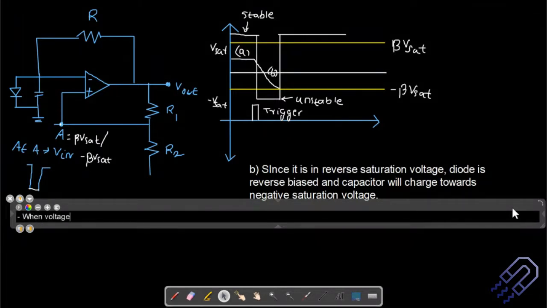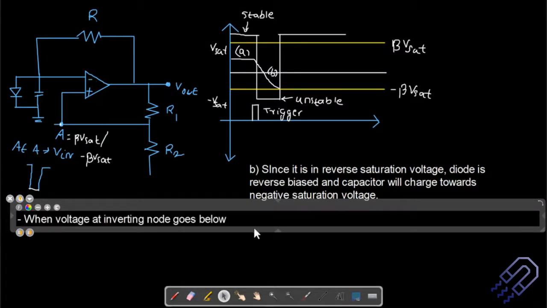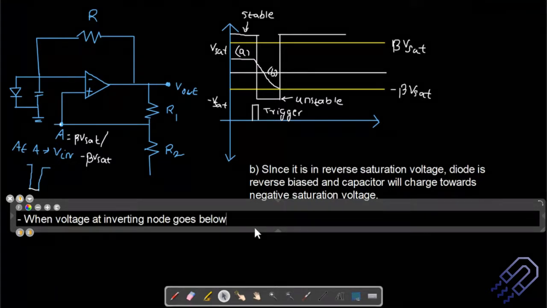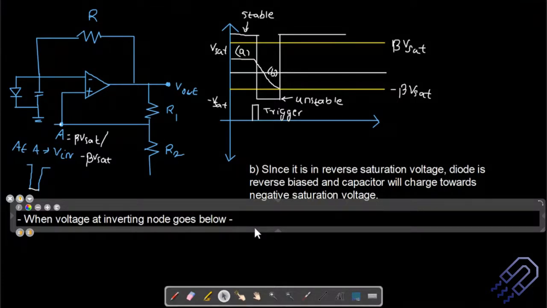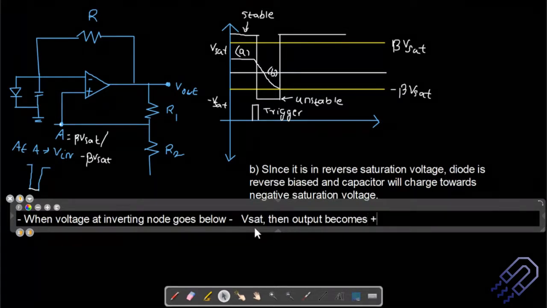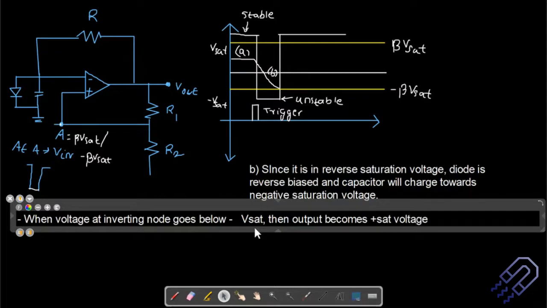When the voltage at the inverting node goes below the non-inverting node, we can write it in terms of V sat, goes below minus beta V sat, just confirm beta later, then the output becomes positive saturation voltage. So just remember this. I think you can explain it later.